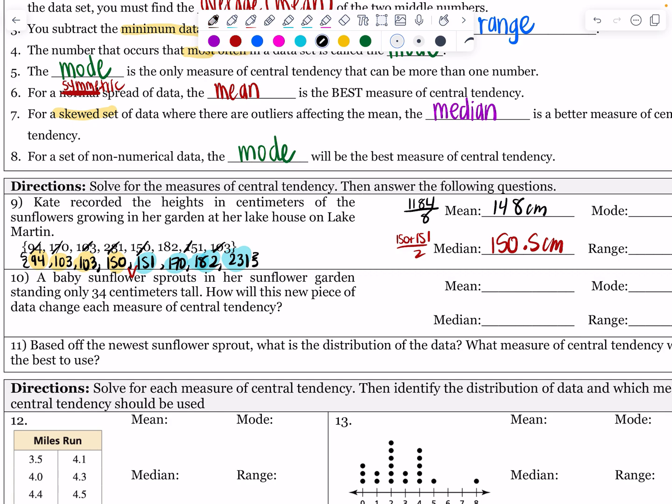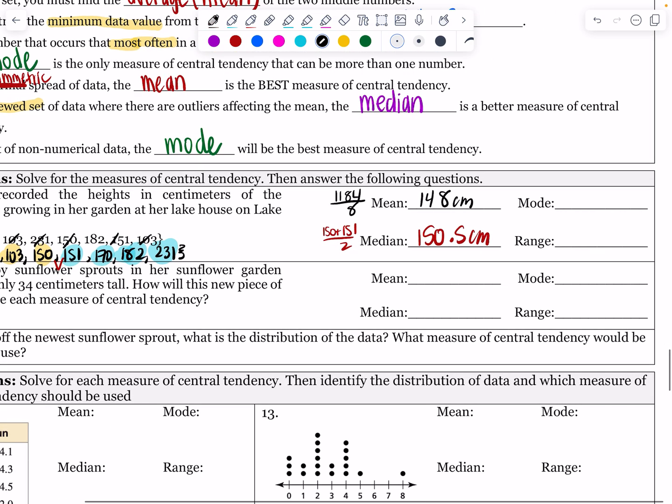Which one occurred most often? What was our mode? Which sunflower height occurred the most? 103 centimeters. There was only one mode in this set of data. And then what is my range? My range is going to be my biggest sunflower height, which is 231, minus my smallest sunflower height, which of course is 94. What is 231 minus 94? That gives me a range of 137 centimeters of height of these sunflowers.